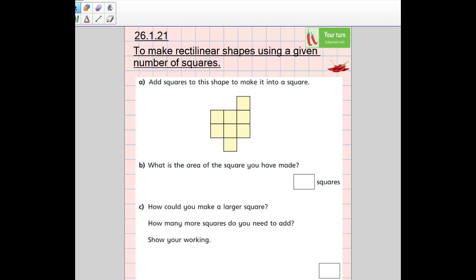This question is suitable for chili 3. Add squares to this shape to make it into a square. What is the area of the square you have made? How could you have made a larger square? How many more squares do you need to add? Show your working. Pause the video and have a go now.